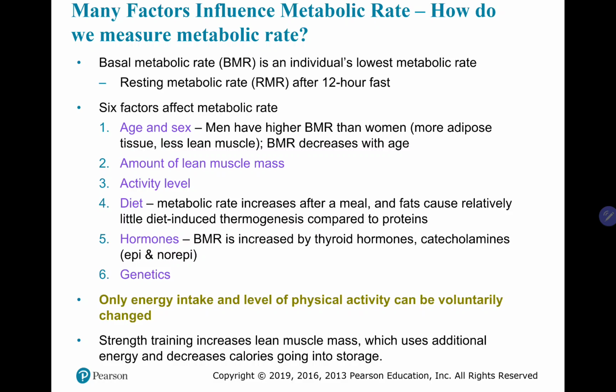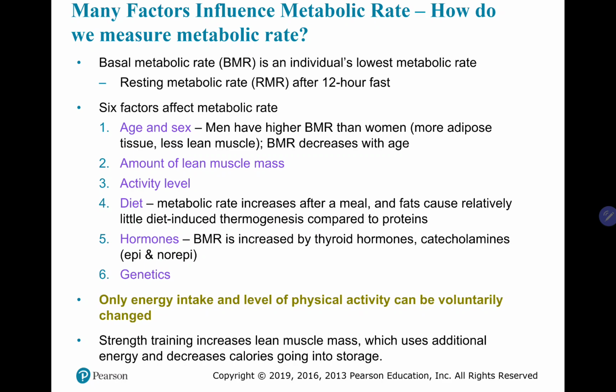There are 6 factors that affect metabolic rate: age and sex. Males at birth will have a higher basal metabolic rate than females at birth, and it's typically because women are going to have more adipose tissue and less lean muscle. Also with age, your basal metabolic rate will decrease as you get older. So if you've been eating the same thing over and over, and as you get older you notice that you're starting to increase weight, that's because your basal metabolic rate decreases as you get older.